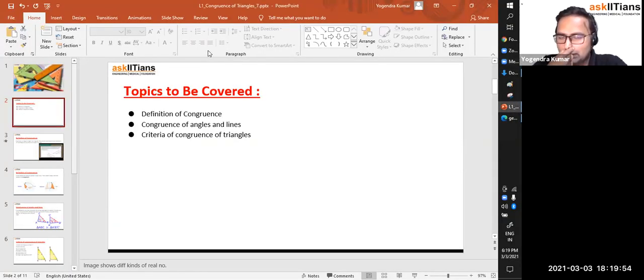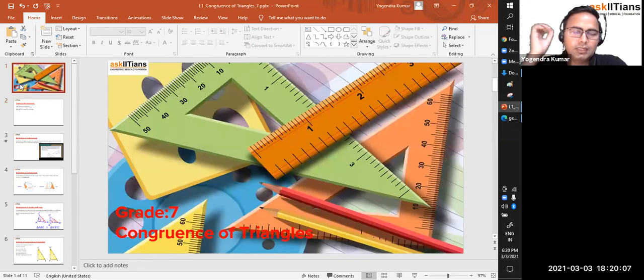This chapter is there in 8th grade and 9th grade. You will be studying it later on also. So that's why it is really important to understand the basics here, so that you will find it comparatively easier in the other grades, right?